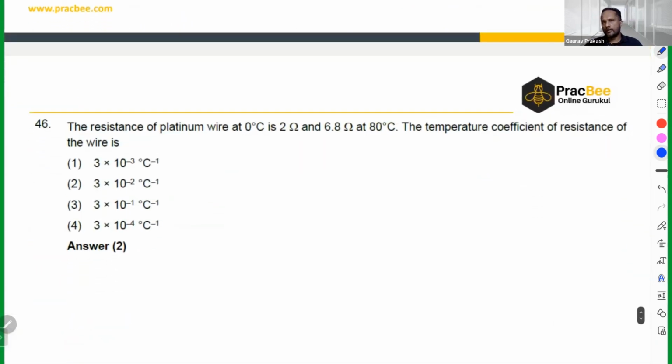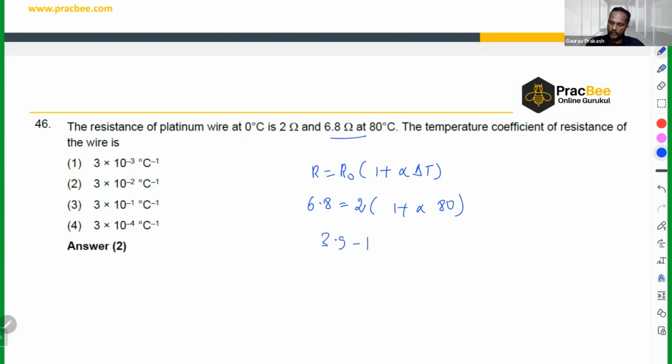Now let's look at the 46th question. The resistance of a platinum wire at 0 degrees Celsius is 2 ohms and at 80 degrees Celsius is 6.8 ohms. So we know that the resistance varies according to a linear relationship. R is equal to R naught into 1 plus alpha delta T. So the resistance is 2 ohms, and this becomes 6.8 at 80 degrees Celsius. So this is 2 into (1 plus alpha), and the difference of temperature is 80. So we have 3.9 minus 1 is alpha into 80. So alpha is 2.9 upon 80.